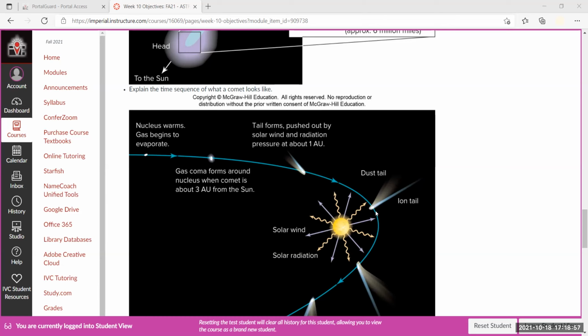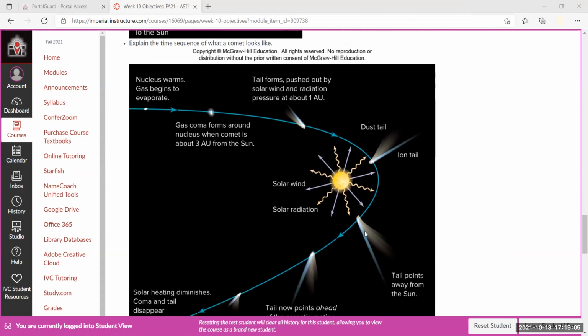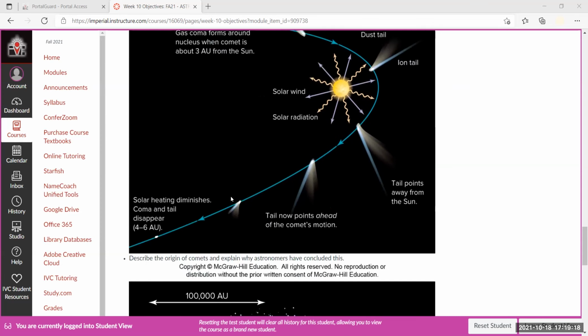And as it gets closer, of course, this tail develops further because of the radiation push from the Sun, the radiation pressure from the Sun. It's always pointing away from the Sun. And as it moves back around, at this point it's moving extremely fast. The shortest distance of its life is here around the Sun. Then as it moves further and further away, it starts to freeze again because it passes the frost line, and basically the coma is lost.